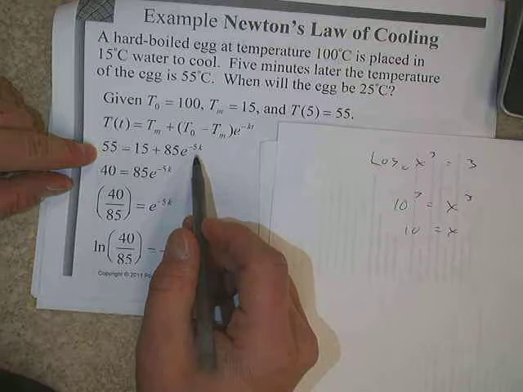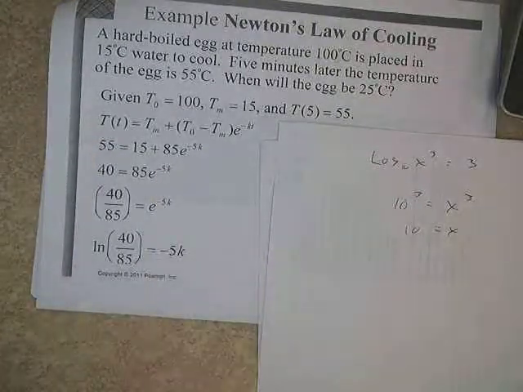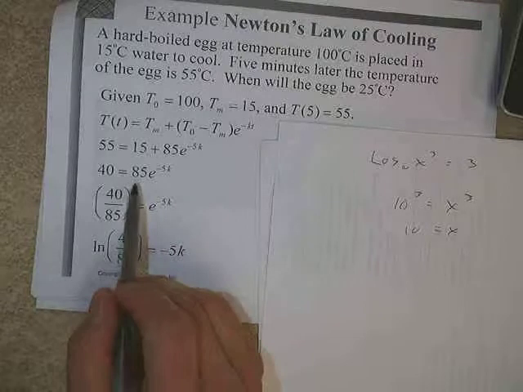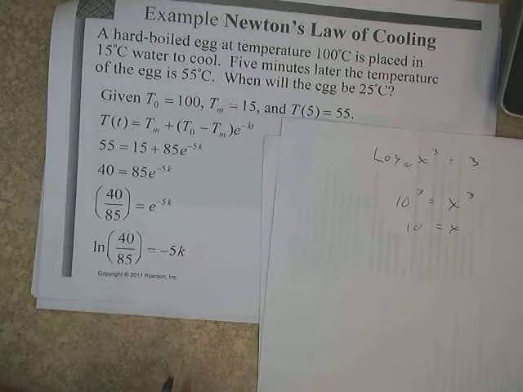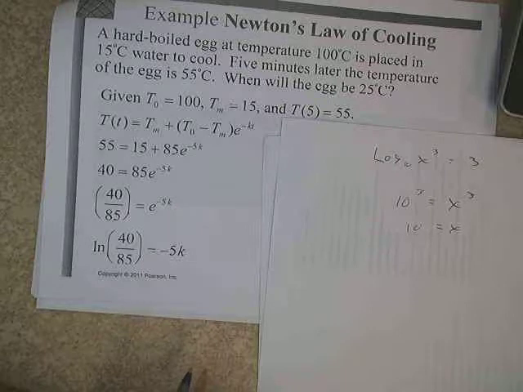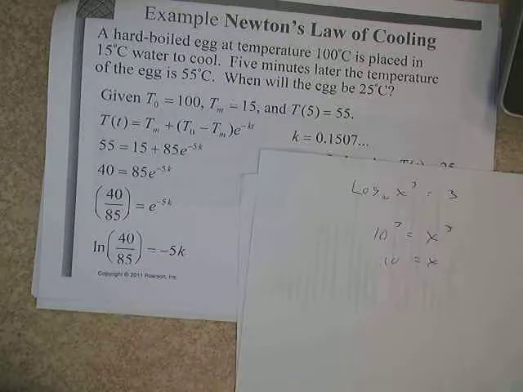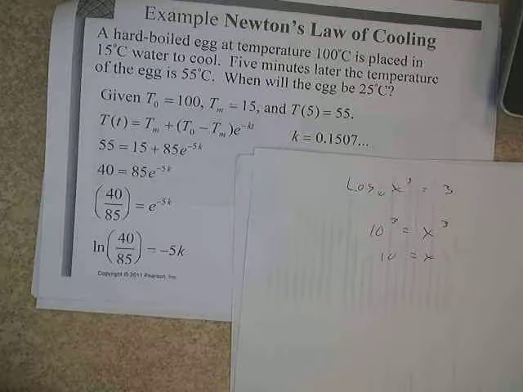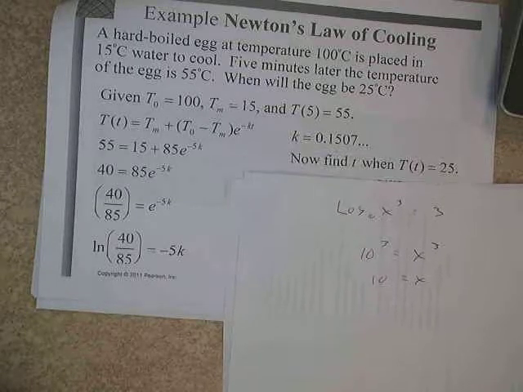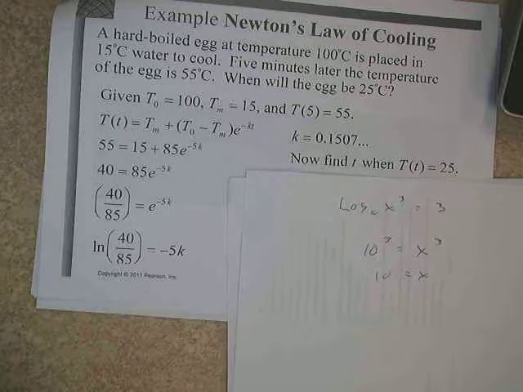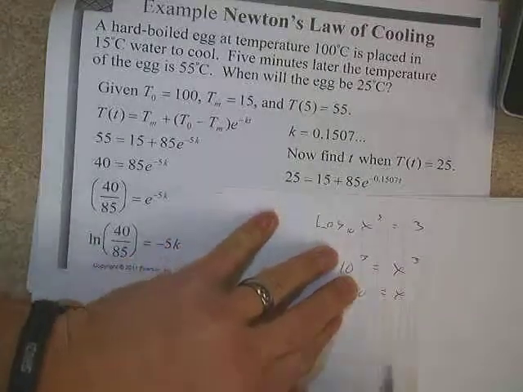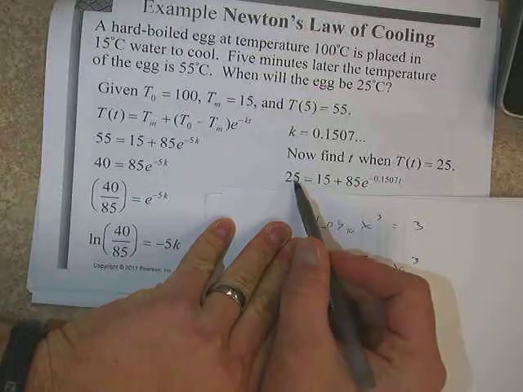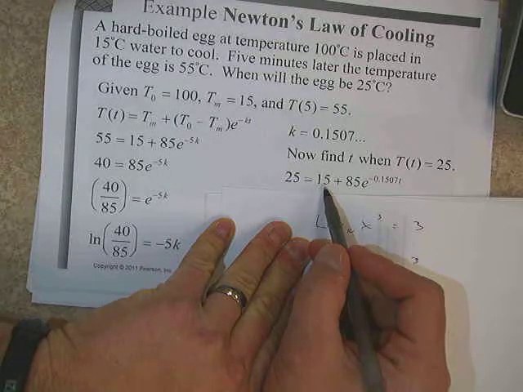So if we were just to figure out the time, which is this variable, we would have two variables over here: K and little t. By telling us that 5 minutes later it got down to 55, that allows us to find K. To do that, just like we solved earlier with our exponential equation, we got the e to the k part alone, and then we took the natural log of both sides, and then we divided by 5 to get k alone, and that would be our k value. So they estimated the k to be 0.1507.